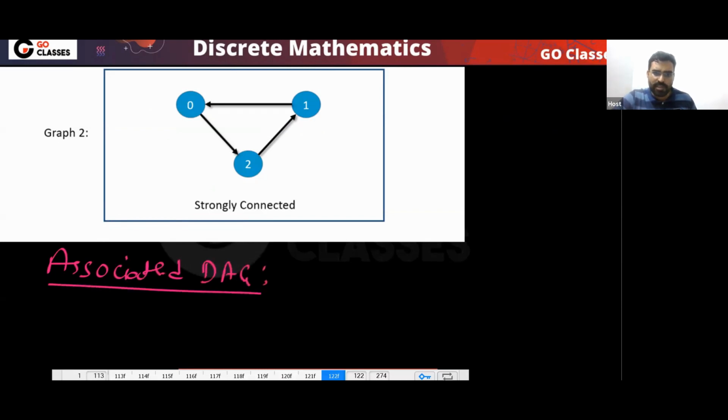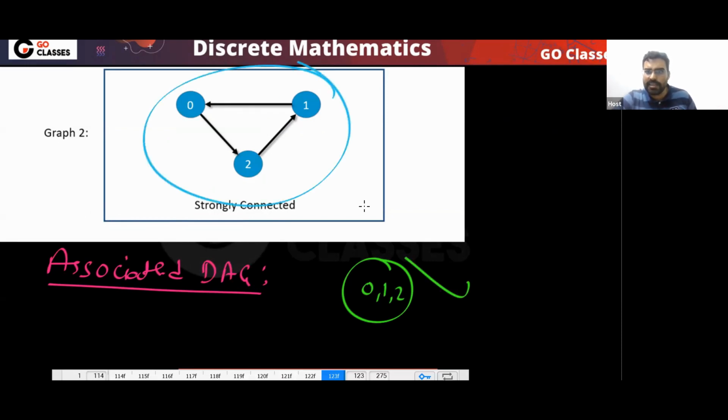What will be the associated DAG for this? That will be a single vertex, vertex 0, 1, 2. You will get a single vertex. I can say this will be your associated DAG. If you call it S1, then this will be your answer. Okay, so this concept is clear.